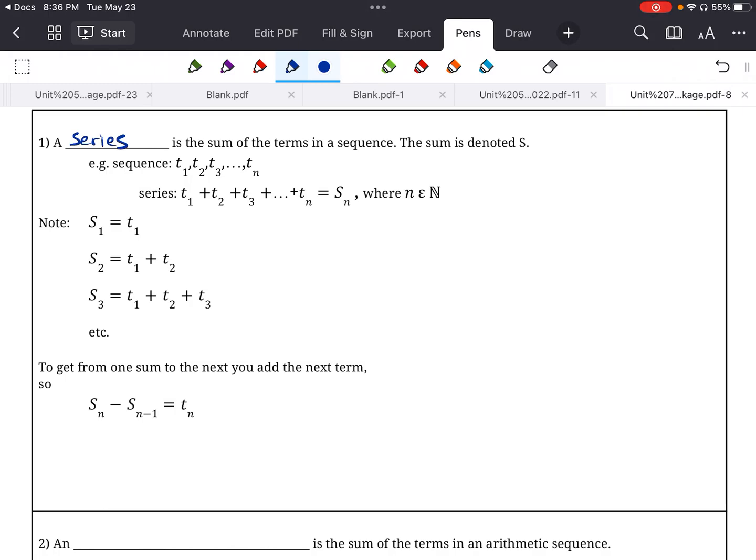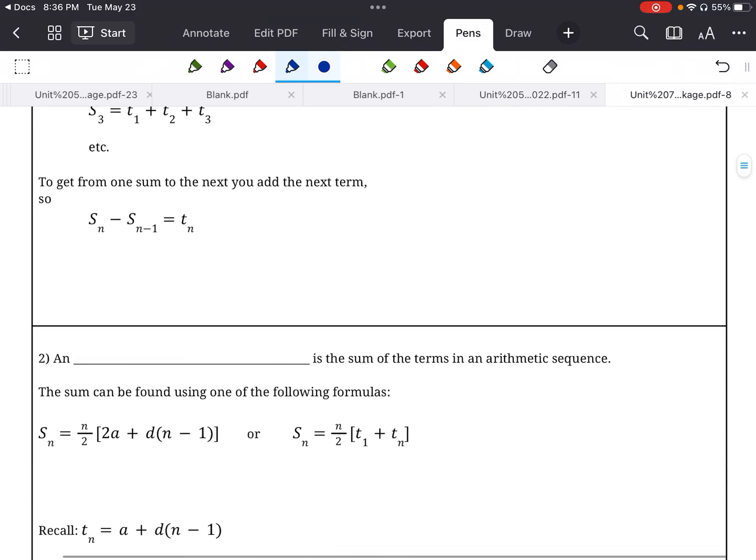Note that sum 1 would just be the first term, sum 2 would be adding the first and second terms, sum 3 adding the first three terms, and so on. So to get from one sum to the next, you add the next term. S n minus S n minus 1 equals the term of that number.